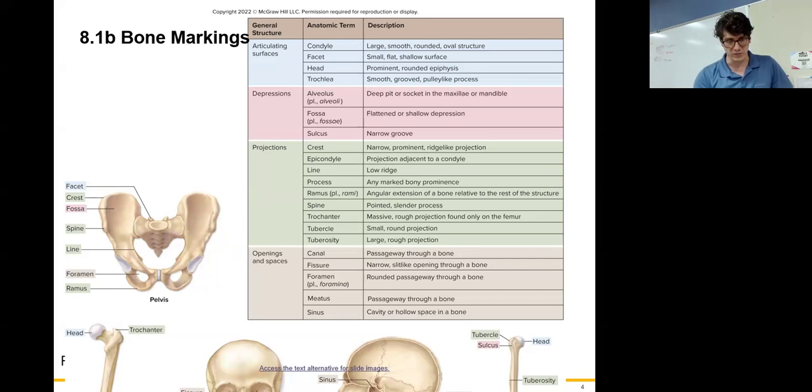Another big one is going to be a fossa. So fossae are going to be kind of shallow depressions. Anytime we have a shallow depression, we're going to call that a fossa.